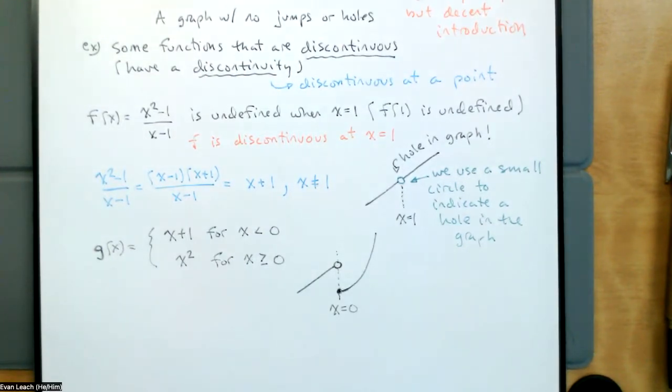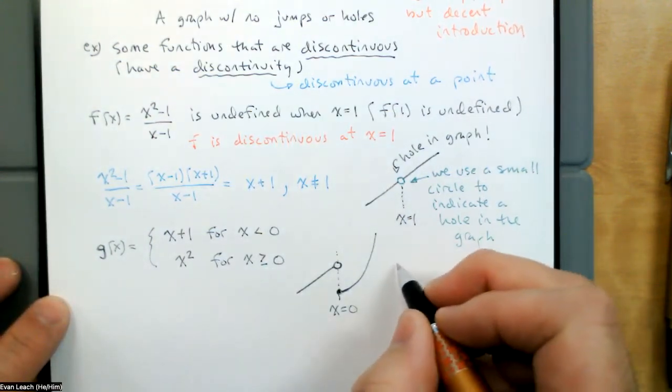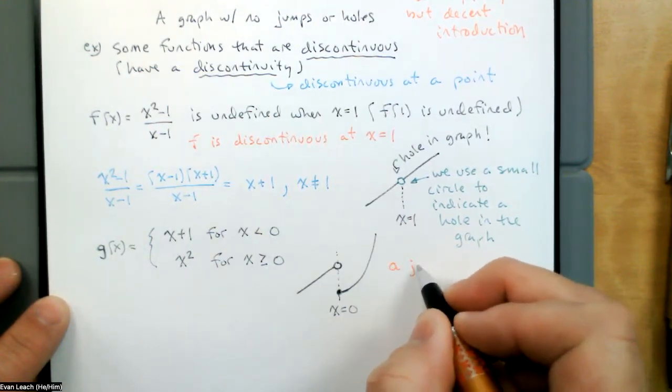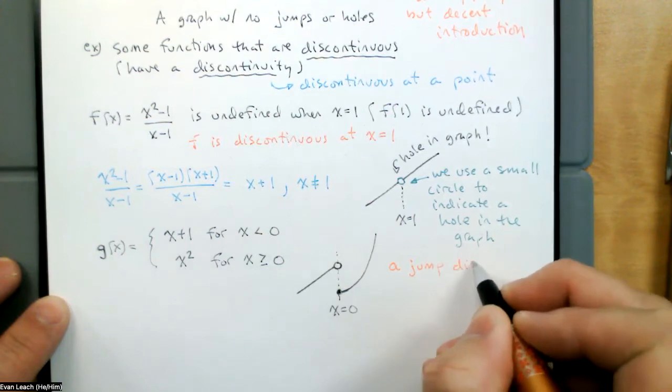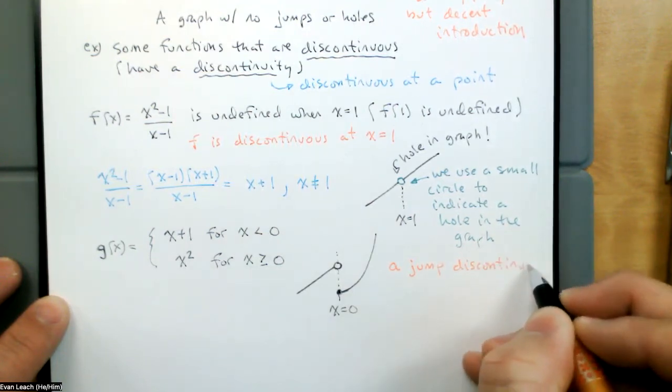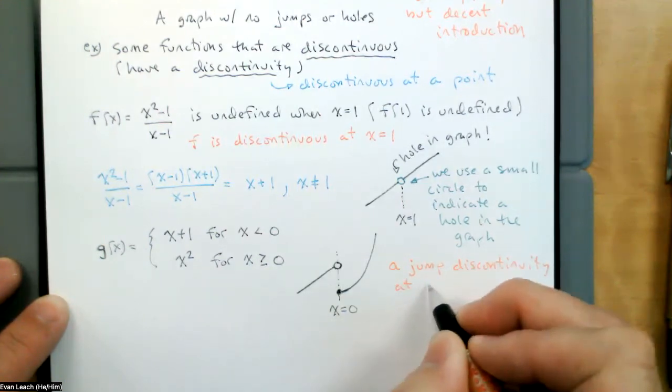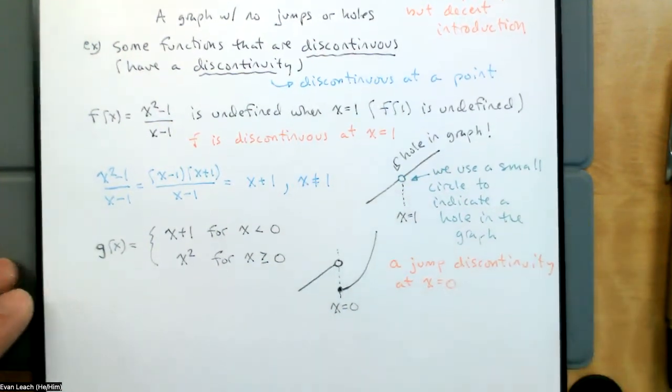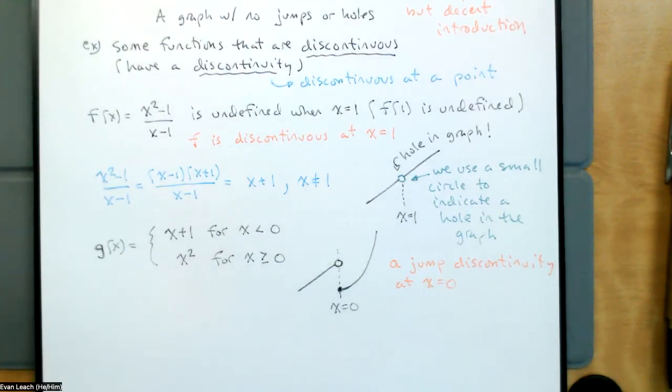There's a hole that indicates the line doesn't end at 0. It ends before 0. And then the vertex of the parabola is filled in, because that's where the function is actually defined. So there's a jump discontinuity. Jump.